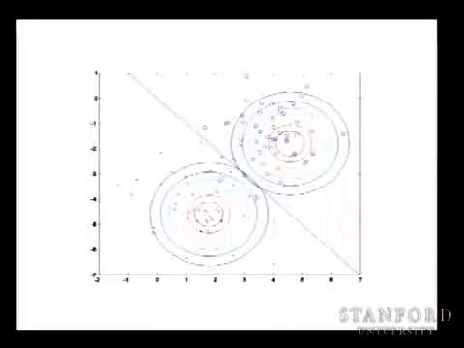Okay, and it'll turn out that the separator will be a little bit different from what logistic regression gives you. If you run logistic regression, you actually get the decision boundary shown in the green line, whereas Gaussian discriminant analysis gives you the blue line. Okay, switch back to chalkboard, please.